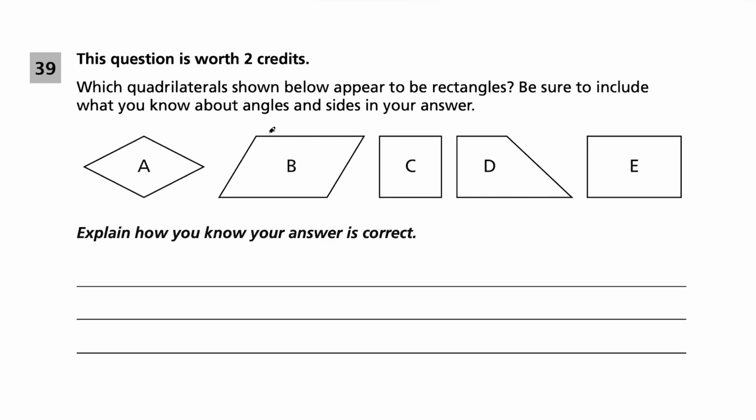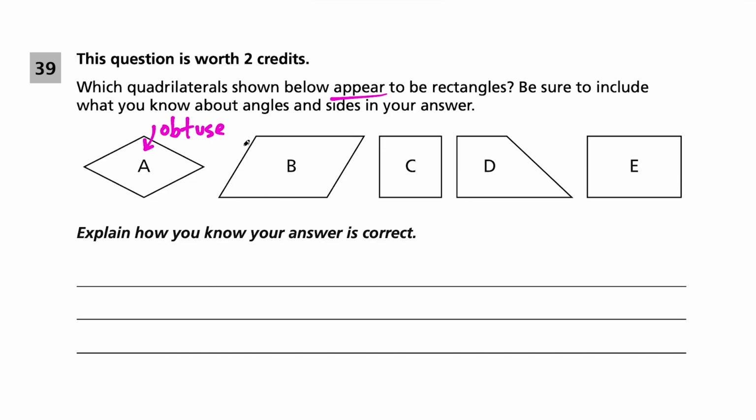Question 39, which quadrilaterals shown below appear to be rectangles? Be sure to include what you know about angles and sides in your answer. So for this question, let's go through the quadrilaterals one by one and see which ones appear to be rectangles. So quadrilateral A is a rhombus. It is not a rectangle, and if you notice here, this angle up top appears to be an obtuse angle. It's more than 90 degrees. And for a quadrilateral to be a rectangle, it needs to have 4 right angles. So A is out. This one here is not a rectangle.